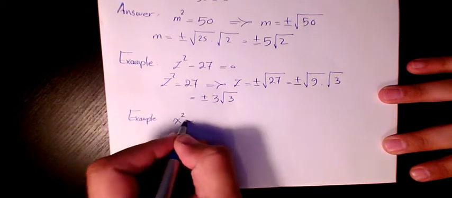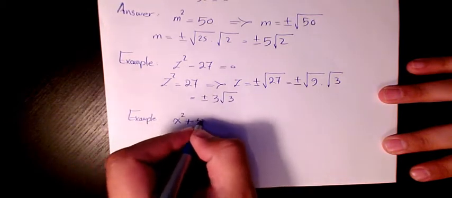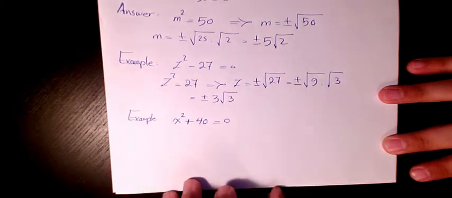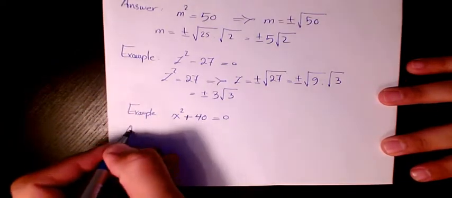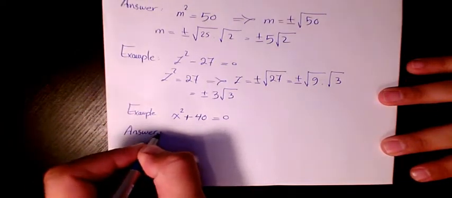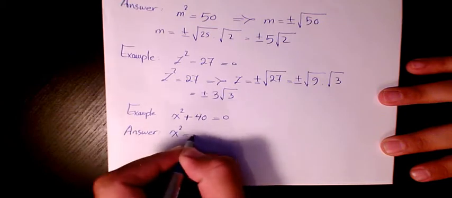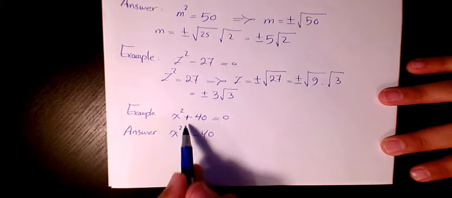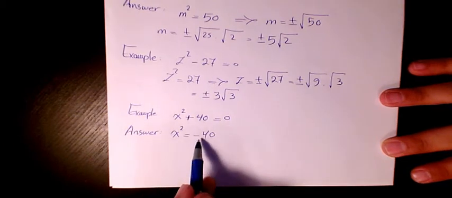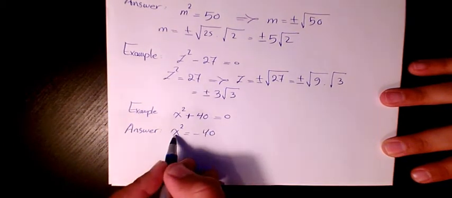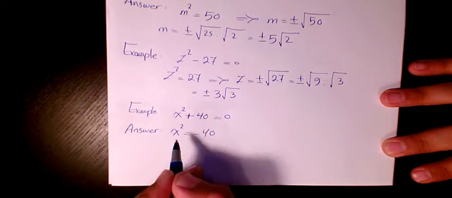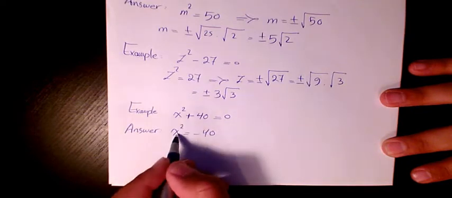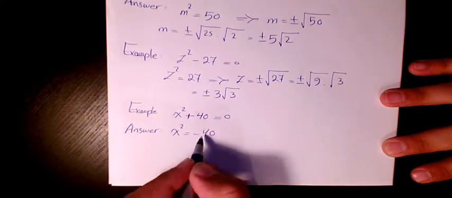Next example. x squared plus 40 equals 0. The answer will be x squared equals negative 40. And as you remember in the previous video, I said whenever we have something squared equals a negative number, it means that there is no real answer for x. There is no way x squared will be equal to a negative number.